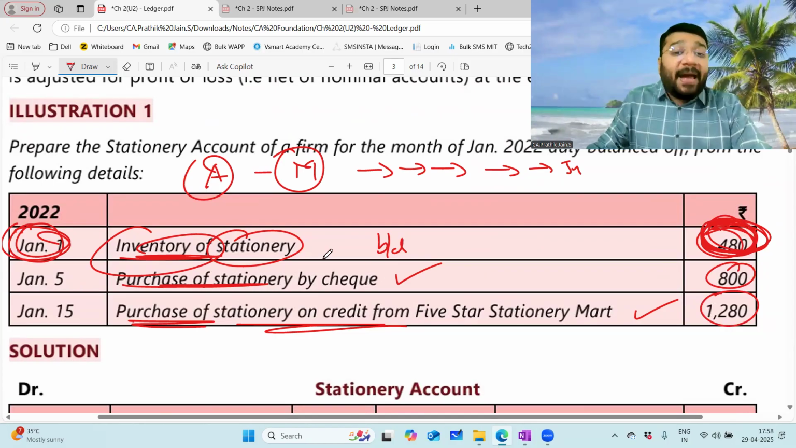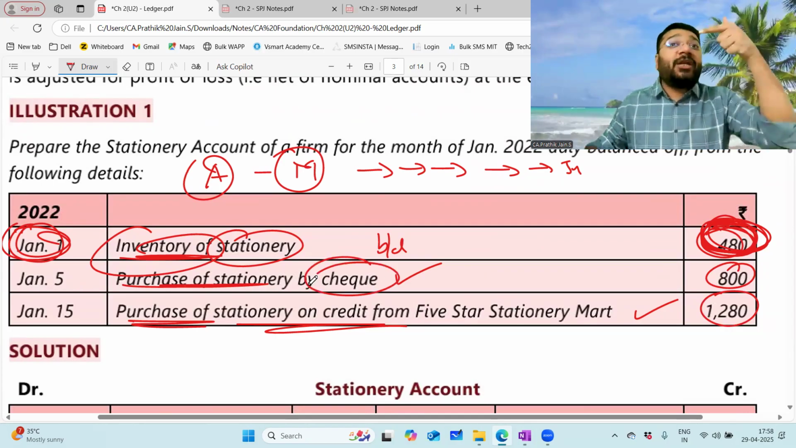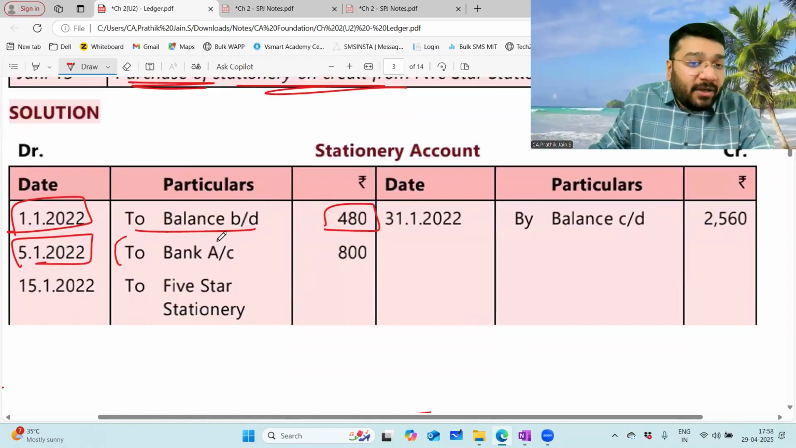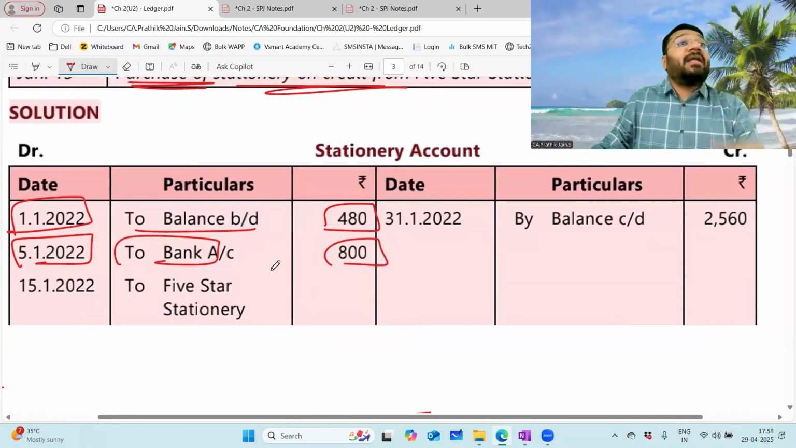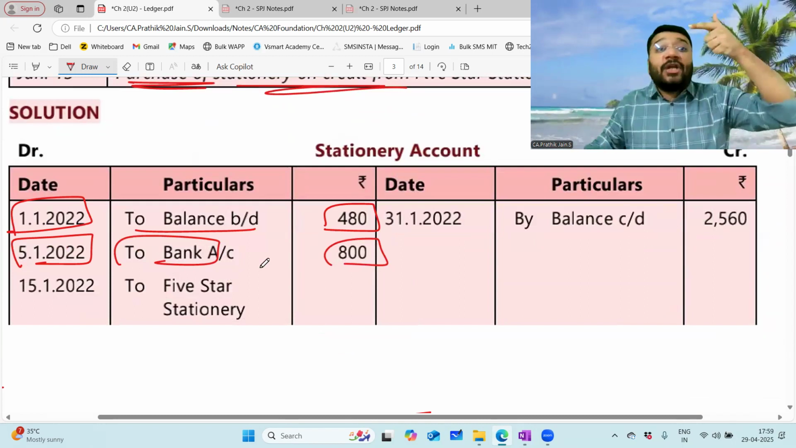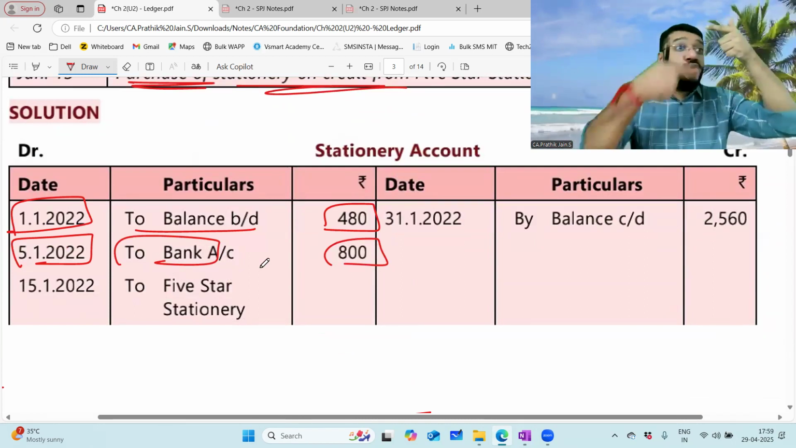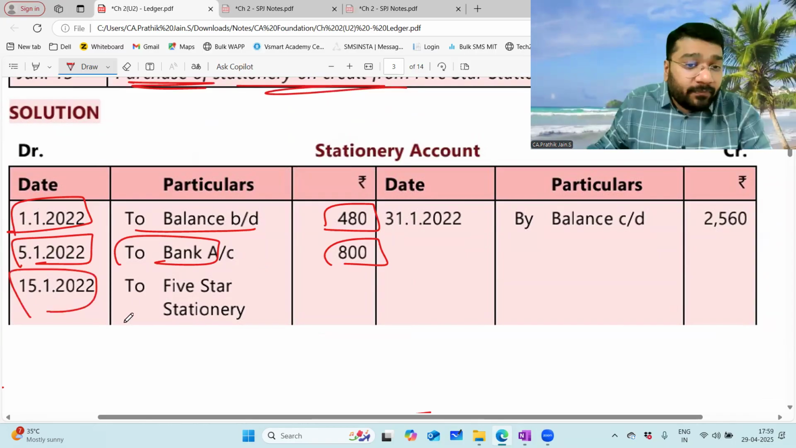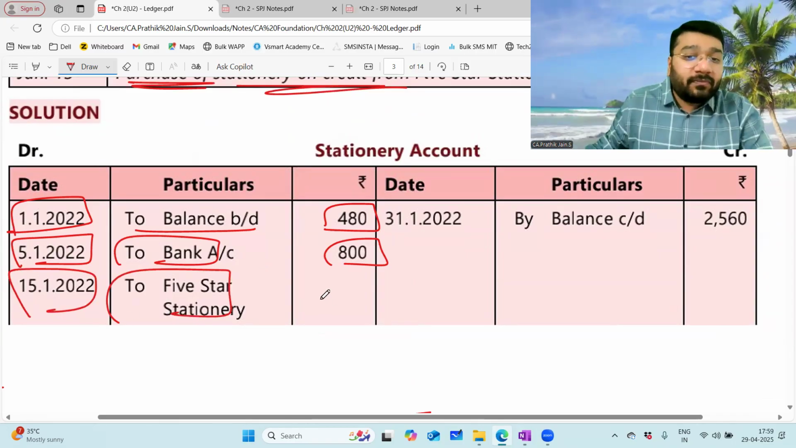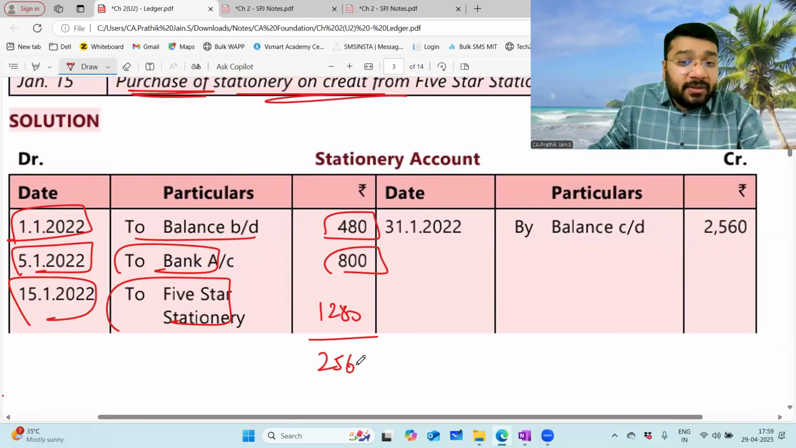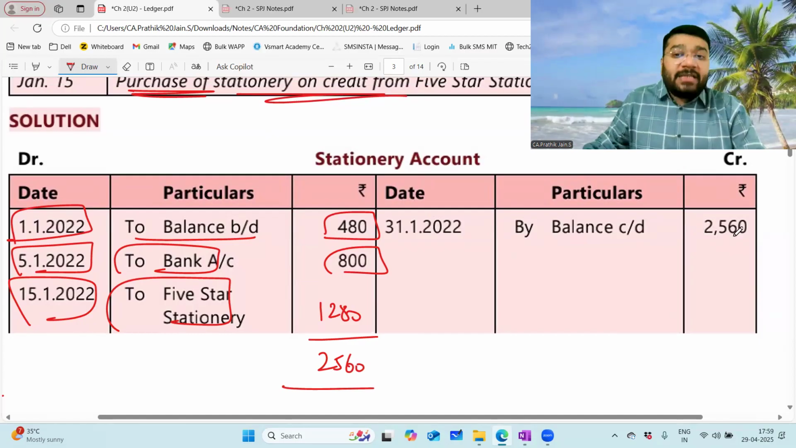Purchase by cheque. What is the entry? Stationery to bank. So in the stationery account, 5 January, to bank 800. Then credit purchase. What is the entry? Stationery to 5-star, 5-star stationery. So in the stationery account, to 5-star stationery, how much? 1280. So what is the total purchase? 2560. Now that is my balance carried on.